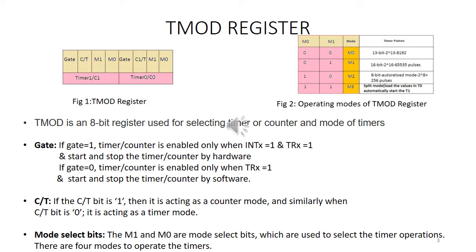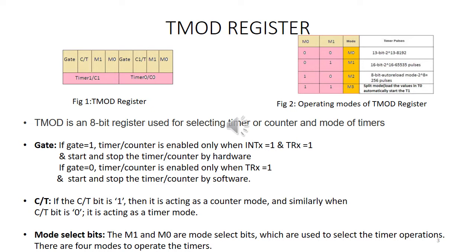First is the GATE bit. Whenever this GATE bit is equal to 1, the timer or the counter will be enabled only when the INTx pin along with the TRx pin are both equal to 1. INTx stands for interrupt 0 or interrupt 1. TRx stands for the timer run control bit. If the GATE bit is equal to 1, you can start and stop the timer by using hardware.